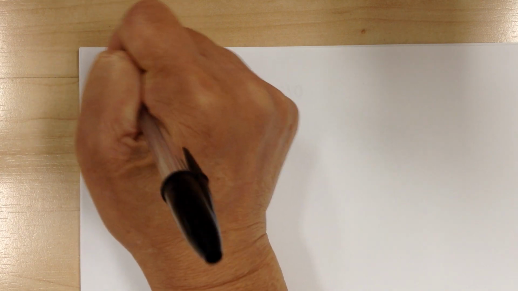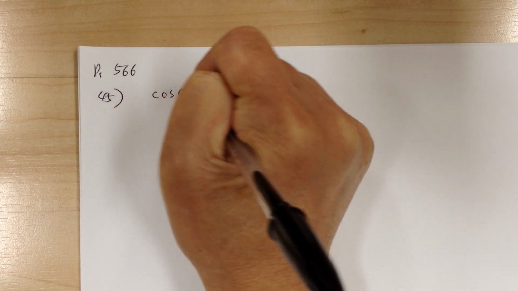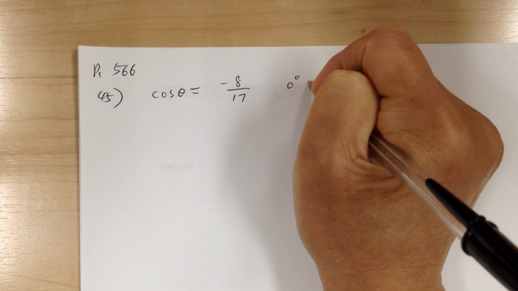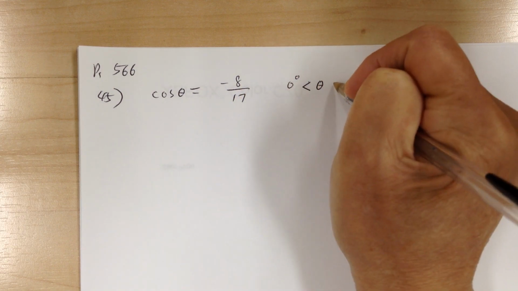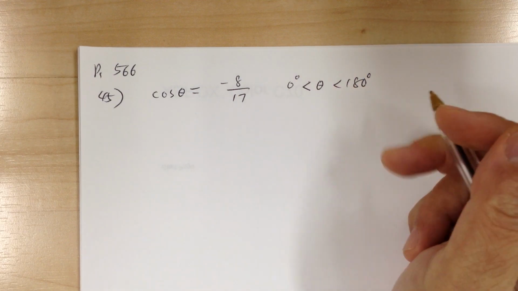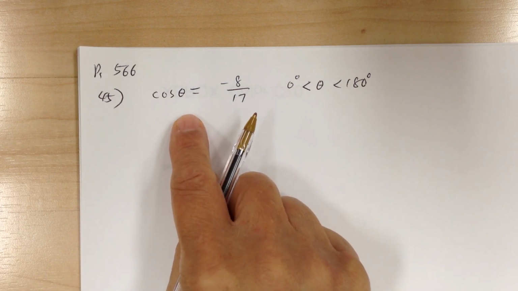Let's go to page 566 and start with number 45. Okay, so you have cosine theta equal to negative 8 over 17, and theta is between 0 and 180. First you have to find out the quadrant. Between 0 and 180, and cosine is negative, so it's going to be quadrant 2.